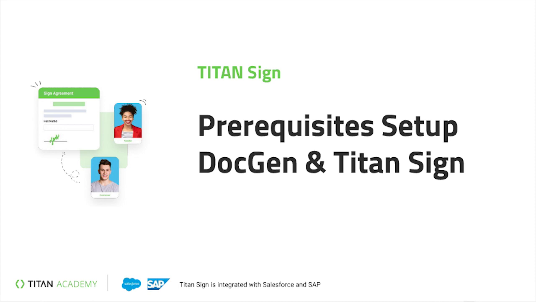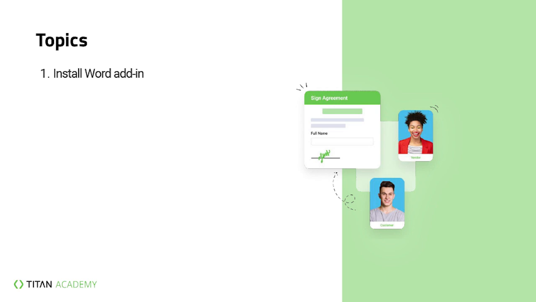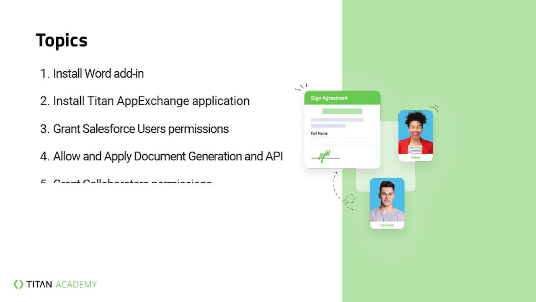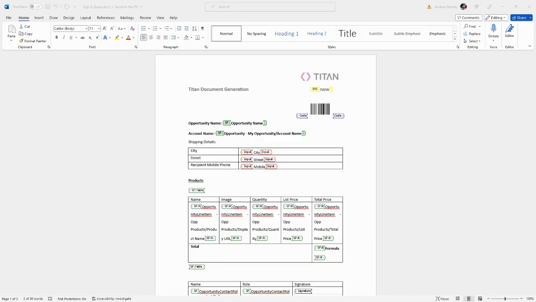In this video, we will explain the prerequisites for setting up and generating a Titan document generation project or a Titan sign project in Titan. We will cover how to install the word-addin, how to install the Titan App Exchange application in Salesforce, how to grant Salesforce user permissions, how to allow and apply document generation and API permissions, and how to grant collaborators permissions to Titan projects. These applications that we will install in Word and in Salesforce are free. They are no charge and come with your Titan subscription.